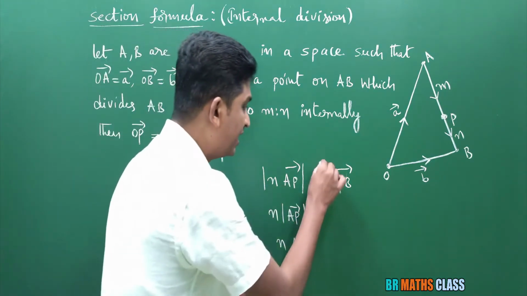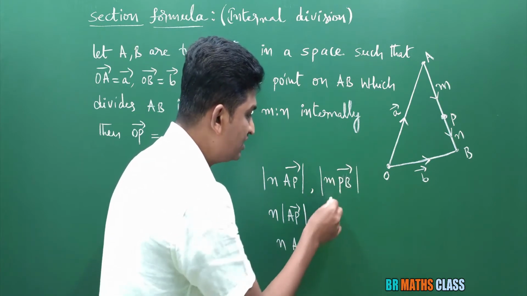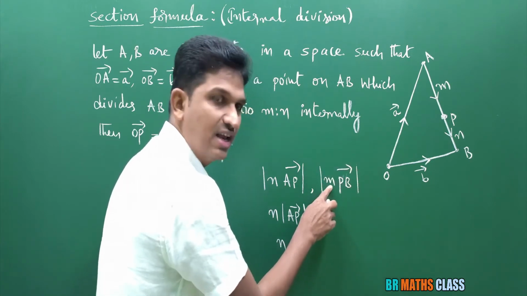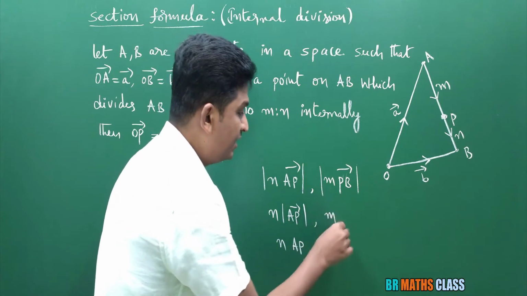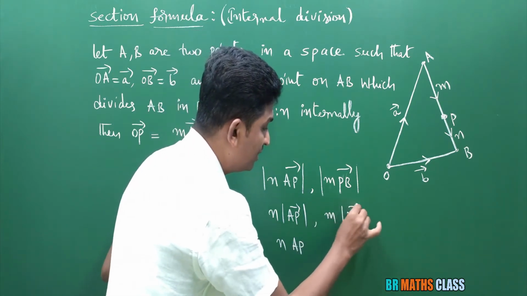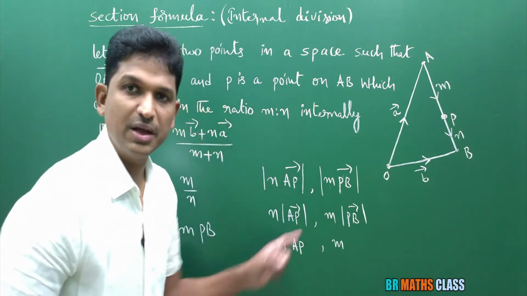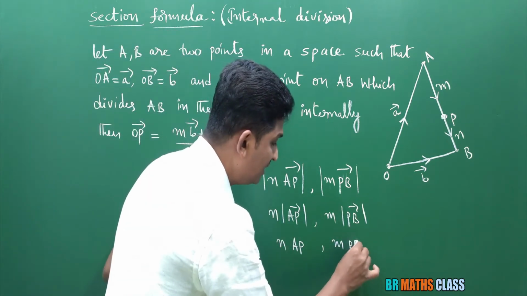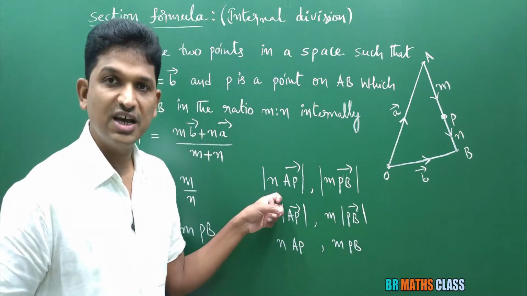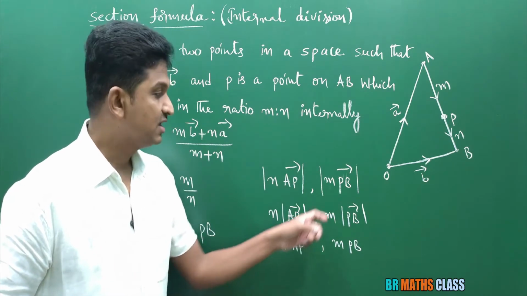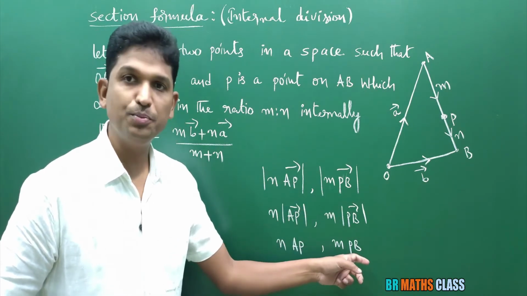Now I will calculate the magnitude of this vector also. What is the magnitude of this vector? m is a scalar, no? Take that scalar outside: m into magnitude of PB bar. The magnitude of PB bar is PB. This vector's magnitude is n into AP, and this vector's magnitude is m into PB.